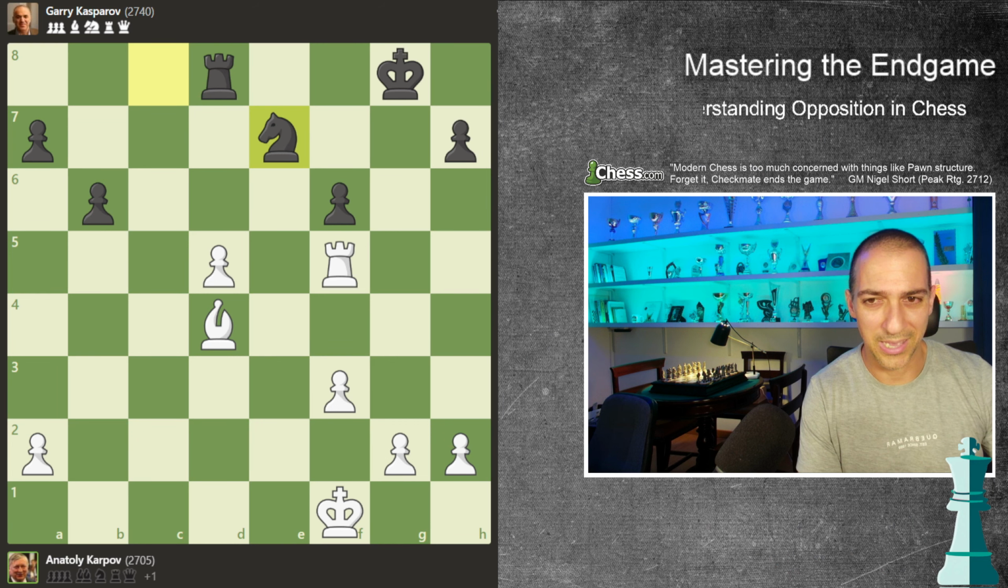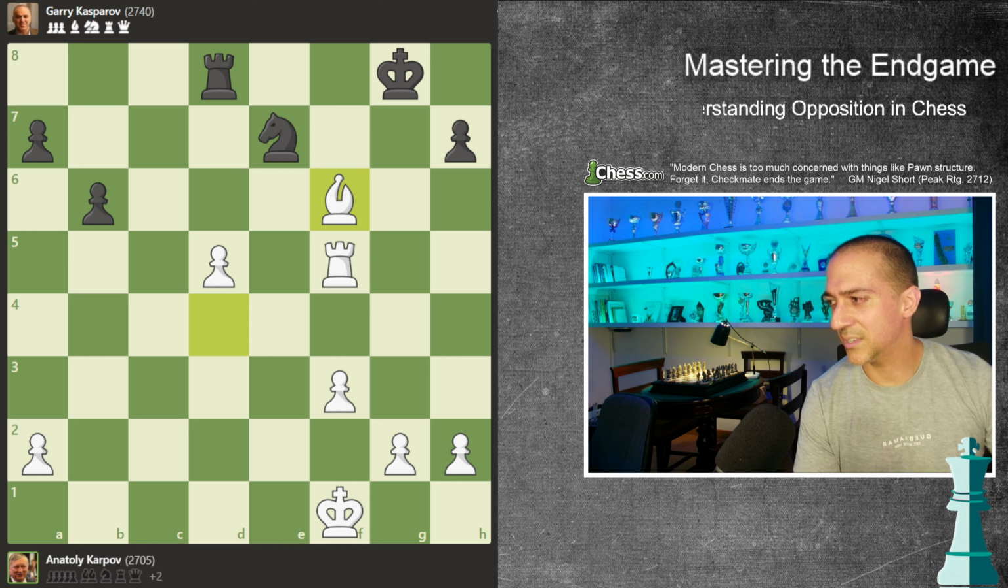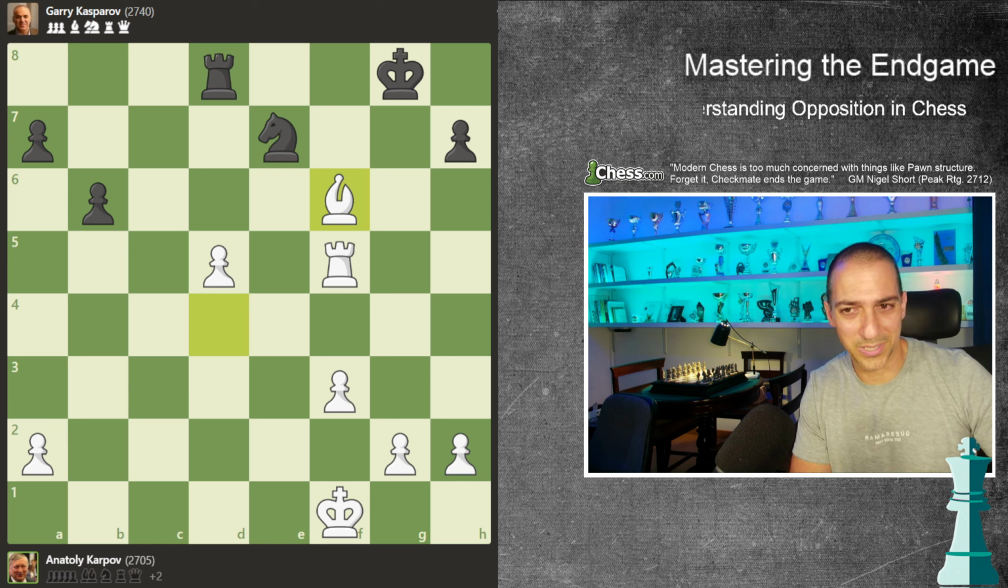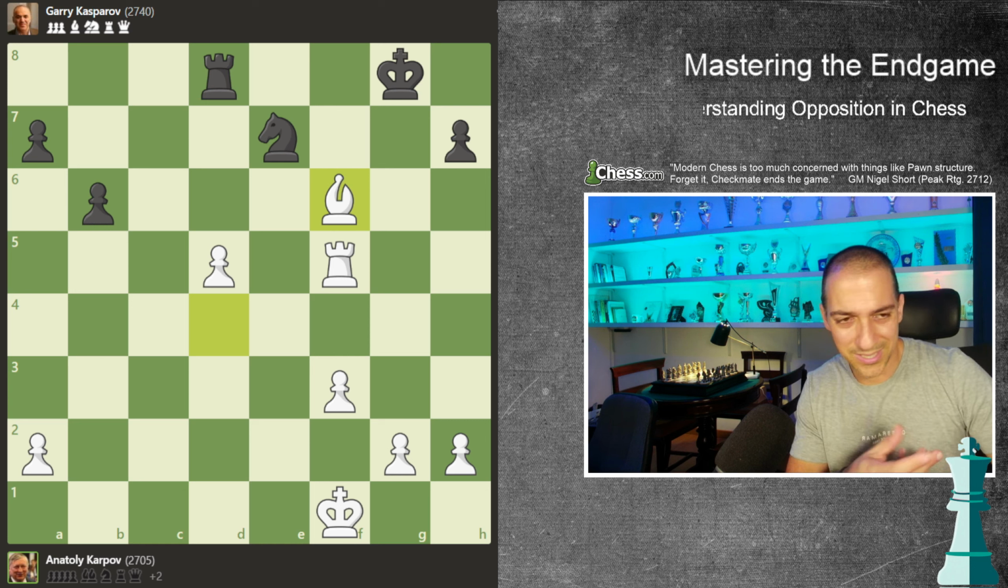The last game is between two legends. This game was played in '86 and is a game between Anatoly Karpov and Garry Kasparov. This game was won by Anatoly Karpov. He was a great endgame player. This is an interesting position because black is attacking the rook and the pawn, and here Karpov plays the bishop, and it's very interesting to evaluate this position because it's asymmetric.